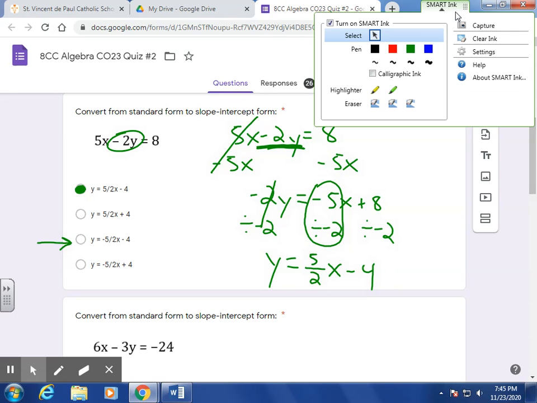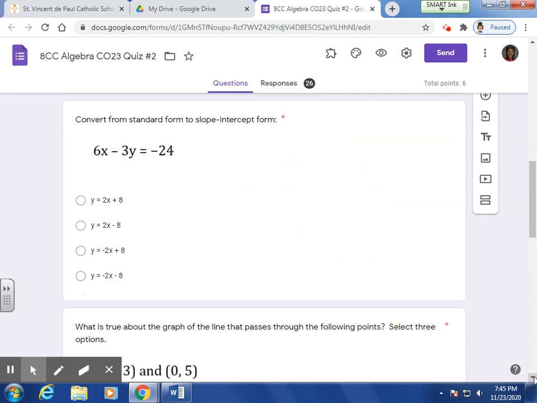Third one, same kind of situation here. 6x minus 3y equals negative 24.